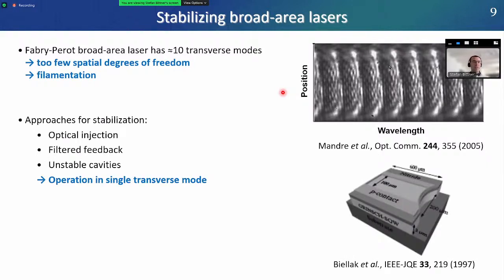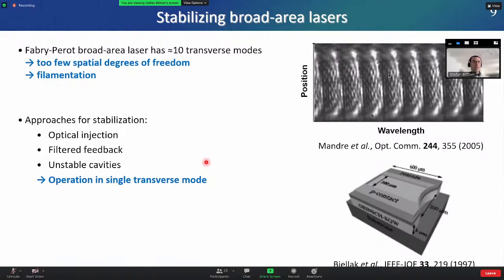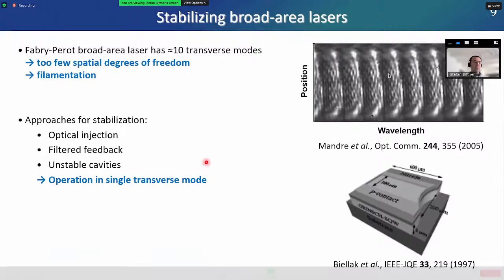There has been a lot of work invested in stabilizing these broad area lasers due to their importance in high power applications. Common approaches are optical injection from a master laser, filtered feedback from an external cavity, or the use of unstable cavities with a concave output mirror like the one shown here. And what these approaches have in common is that they aim at reducing the number of transverse modes, since in single transverse mode operation, the filaments will of course disappear. However, these solutions are not suitable for us because we need many transverse modes for parallel random bit generation via spatial multiplexing.